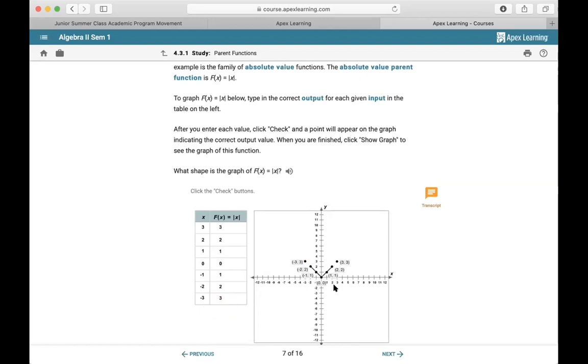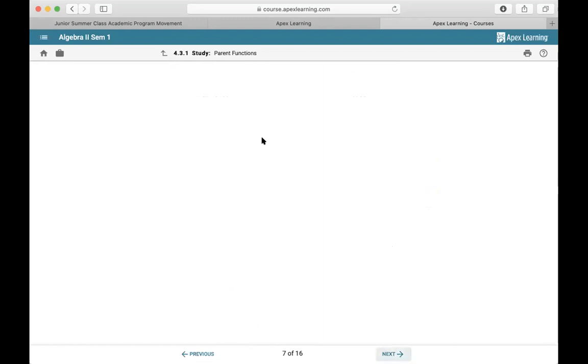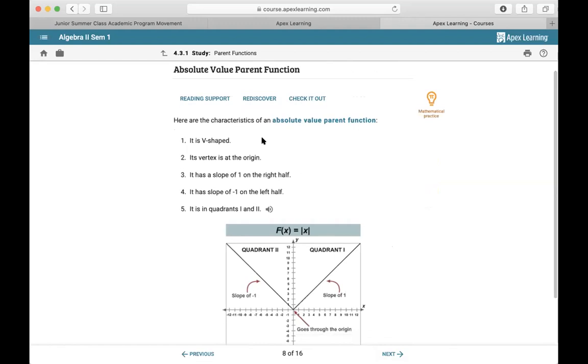Right? And what this is going to look like is this V-shaped graph, where it points at that (0, 0). Okay, so again, the characteristics of this absolute value parent function is that it's got that V shape. So it's no longer curved. It makes an abrupt change at (0, 0).